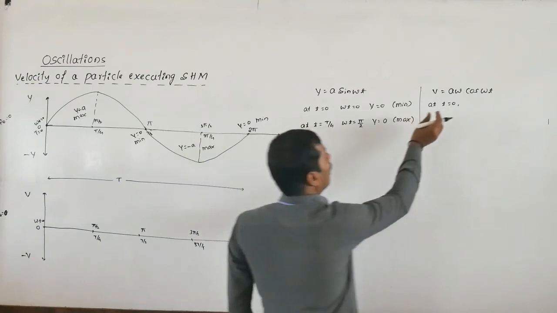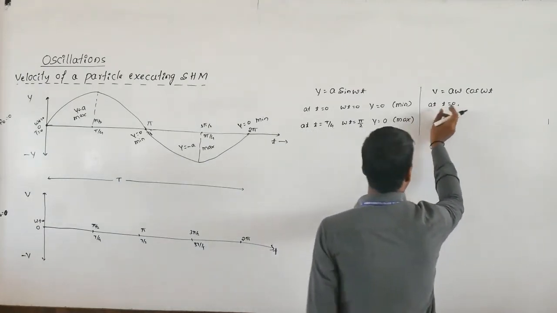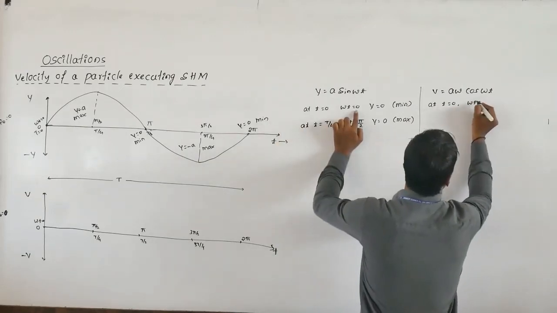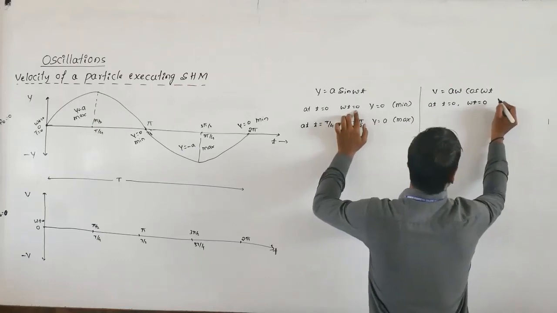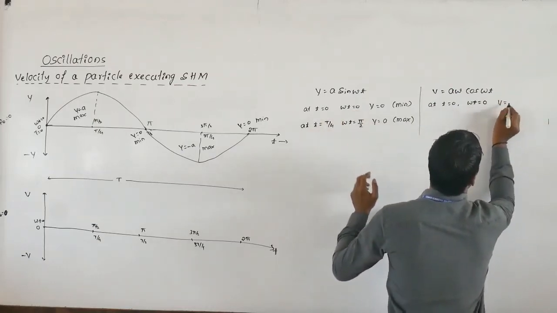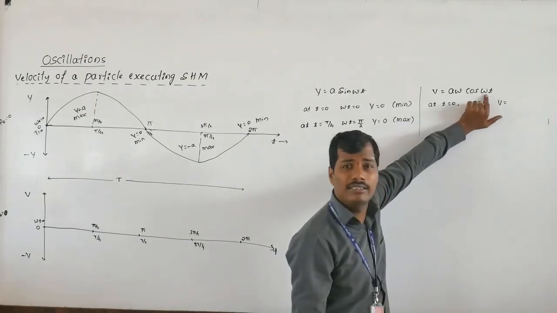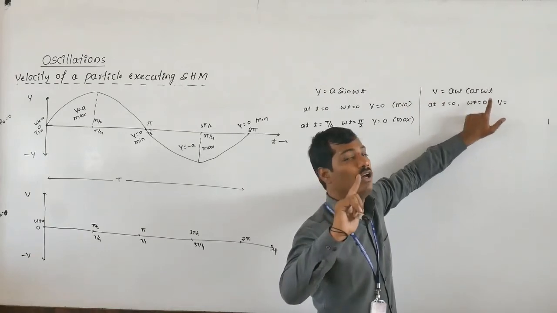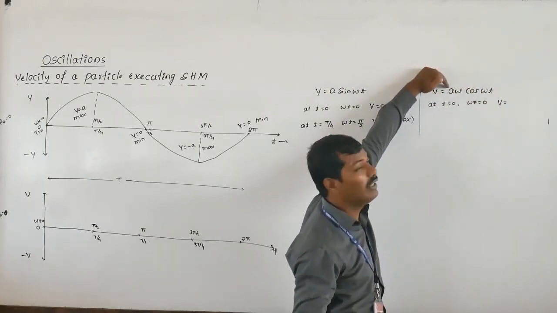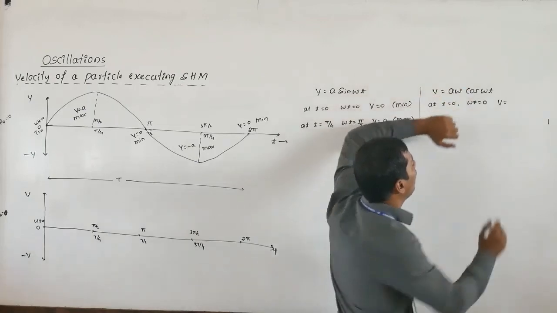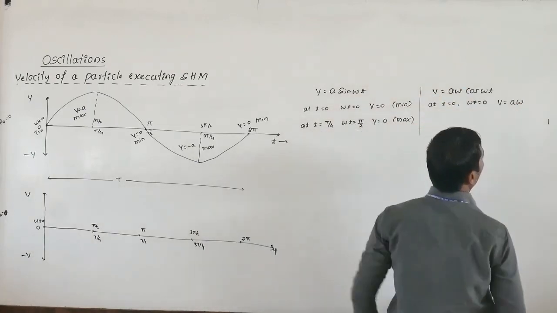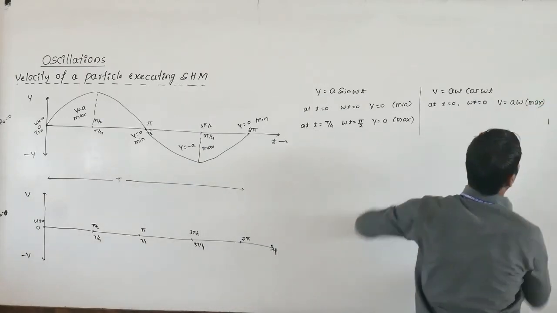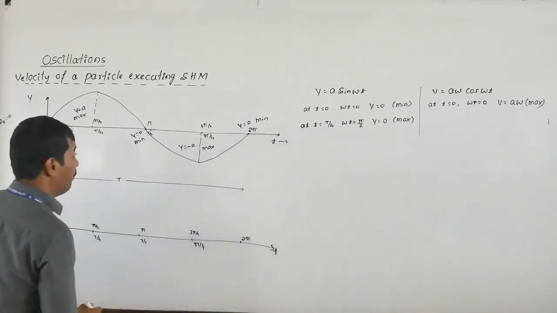Then at t is equal to 0, what is omega t? Omega t is also 0 here. Then what about the velocity? If omega t is 0, cos of 0 is 1, which means v is equal to a into omega. This is the maximum velocity.